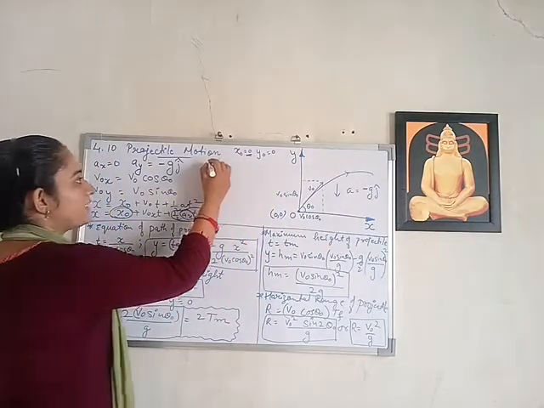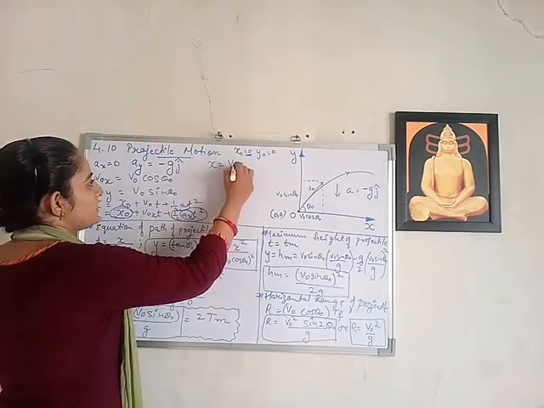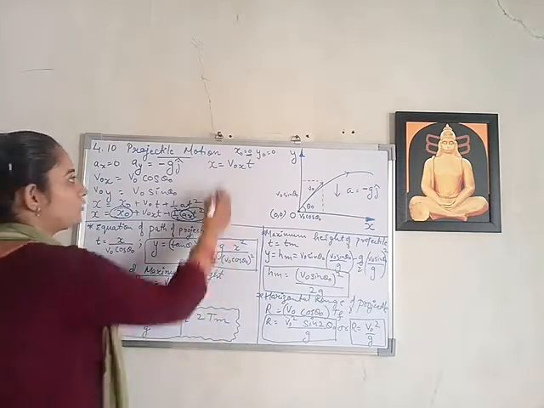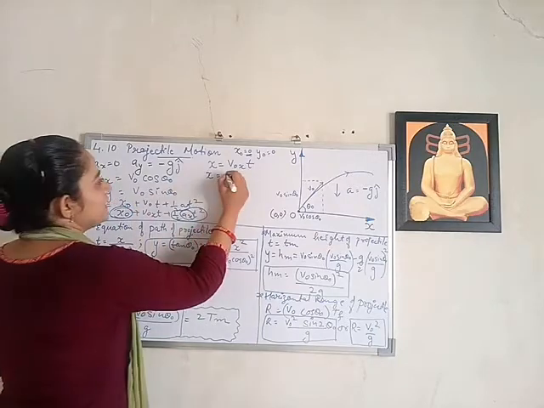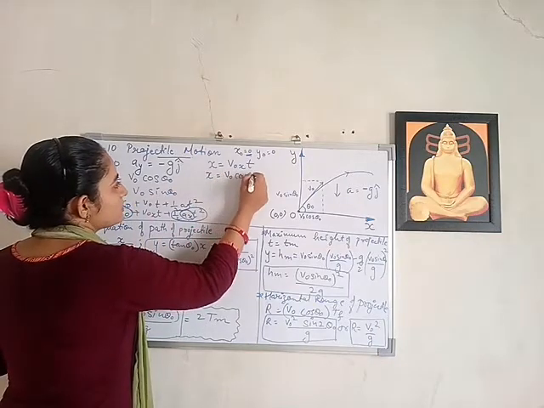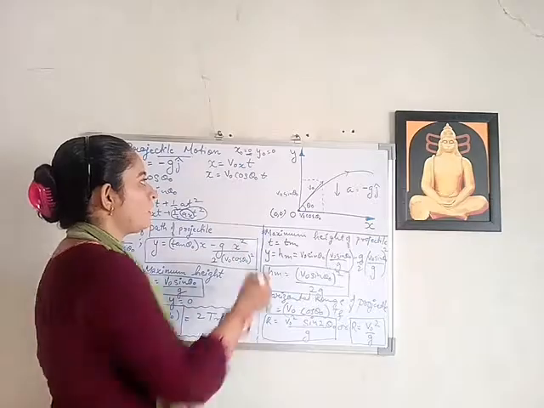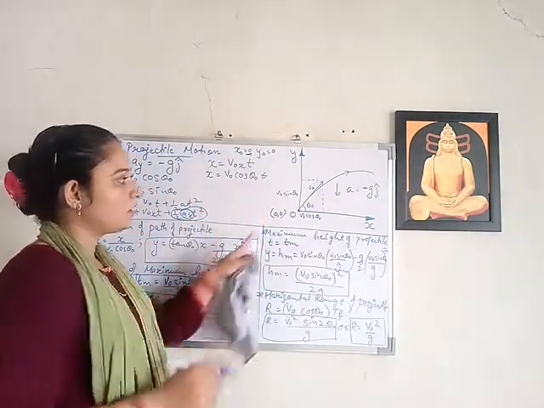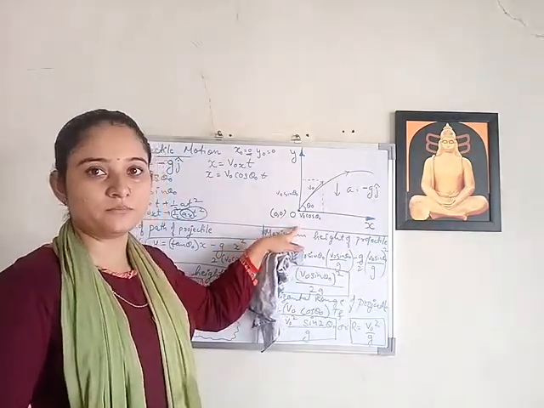So what will we get? We will get x equals v0x t. Now what is v0x? That is v0 cos theta 0, so x equals v0 cos theta 0 into t. Clear? Did you understand this much? So here this is the graph of projectile motion.